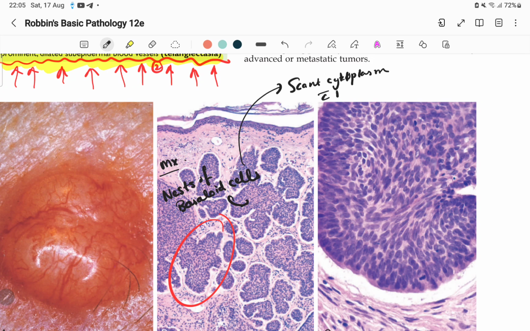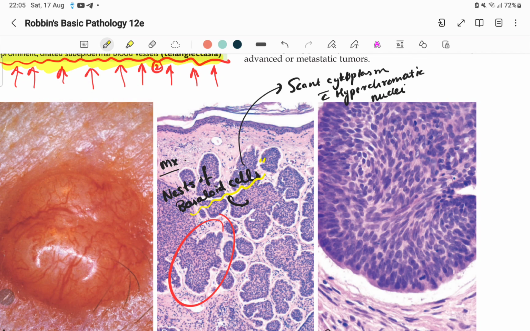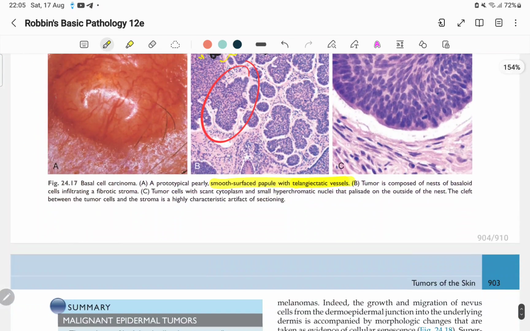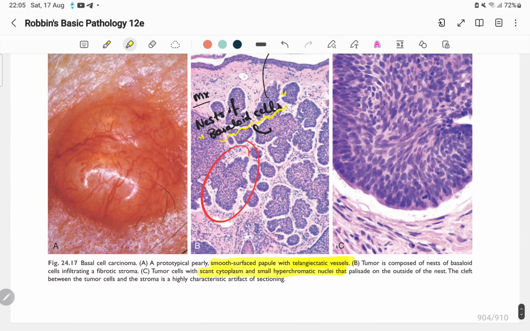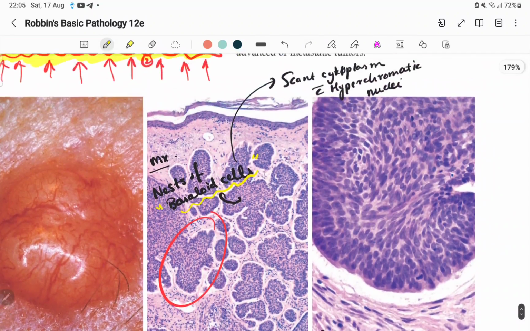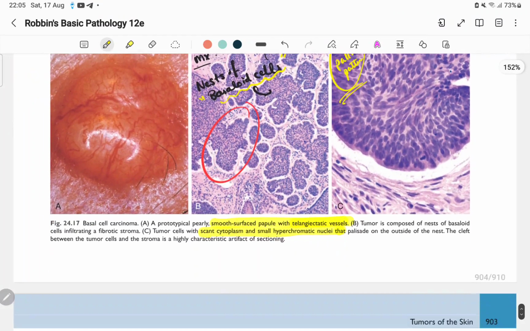Scant cytoplasm with hyperchromatic nuclei. This is the characteristic feature of basaloid cells. So basaloid cells are also present in the layer. Okay, so this is scant cytoplasm, small hyperchromatic nuclei, and we have this type of pattern, which is called a palisading pattern. This is the gross finding.